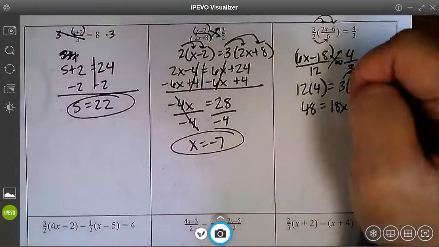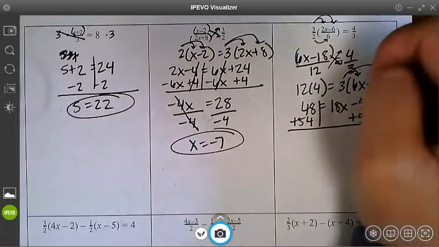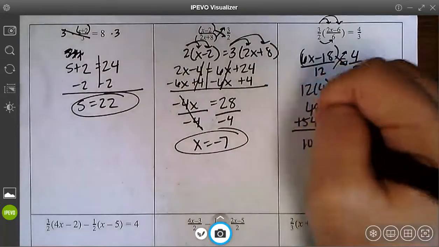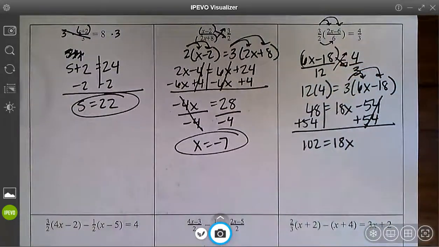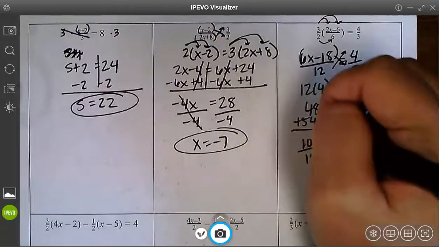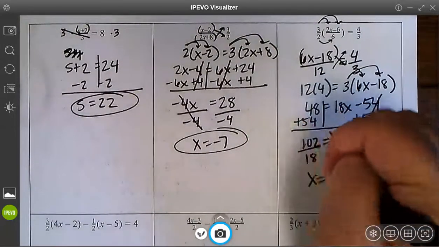Get my constants together, so I'm going to add 54 to both sides. 48 plus 54 is 102. Divide both sides by 18. And I'm going to simplify that fraction because it is a fraction, and you get x equals 17/3.